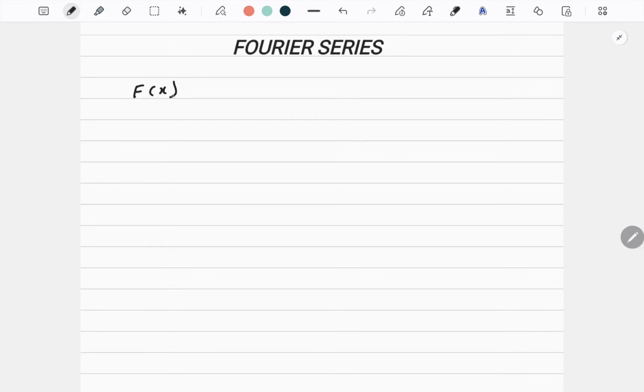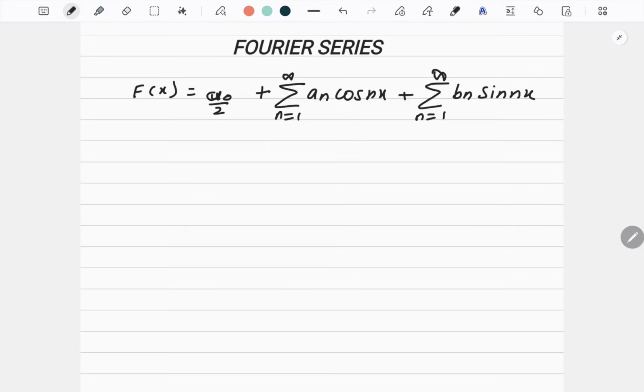f(x) is equal to a0 by 2, which is called the constant term, plus summation an cos nx plus summation bn sin nx. Okay, where n is from 1 to infinity. Now this a0, an and bn, they are the constants which I can derive by using the formulas.